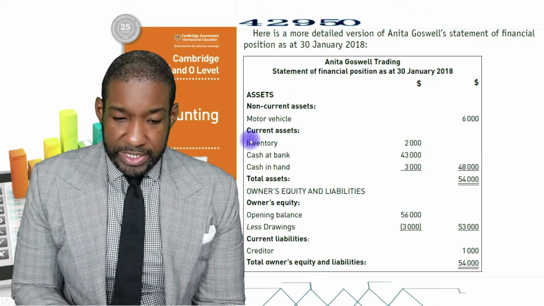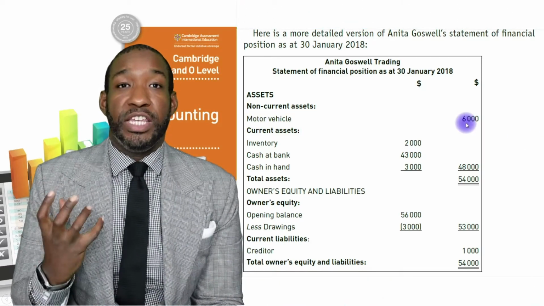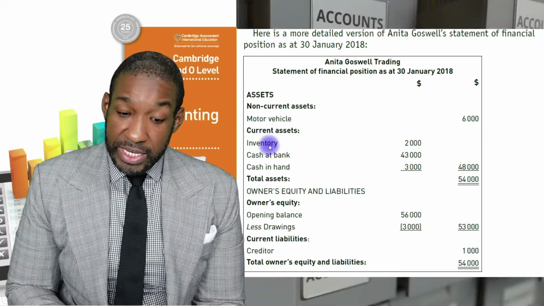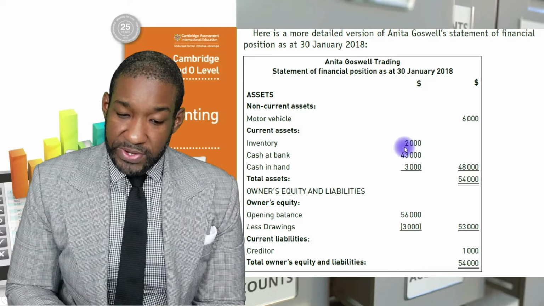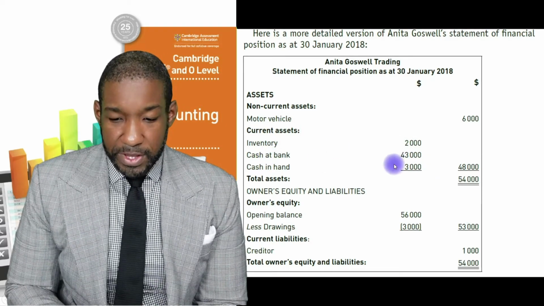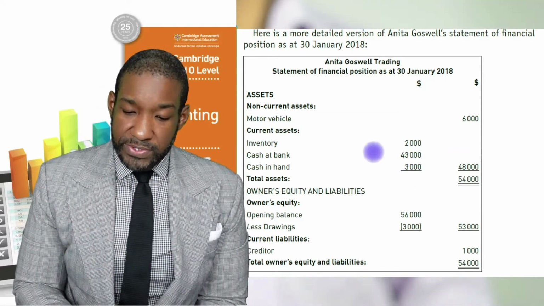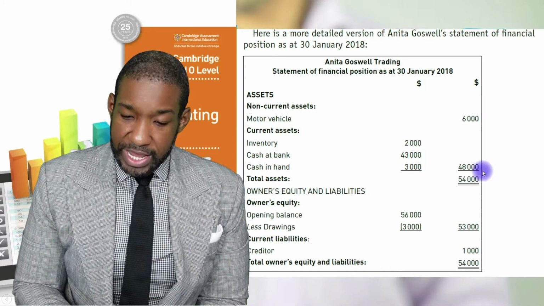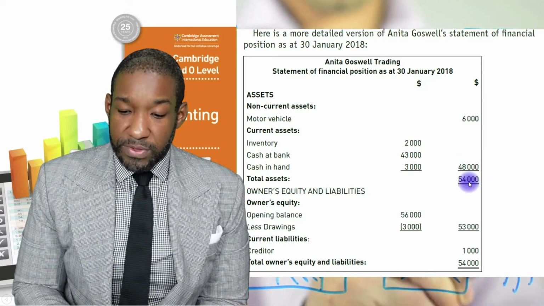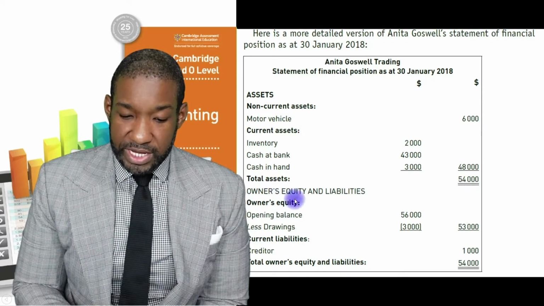So non-current assets would be the motor vehicle. That's the only non-current asset, the only thing that cannot be completely used up within a year, $6,000. The current assets: inventory can be sold within a year, $2,000. The cash at the bank can be used easily within a year, $43,000. And the cash in hand can also be used within a year, $3,000. Total current assets are $48,000. Total assets are $54,000, and that's the double underline showing that is the complete number for total assets.